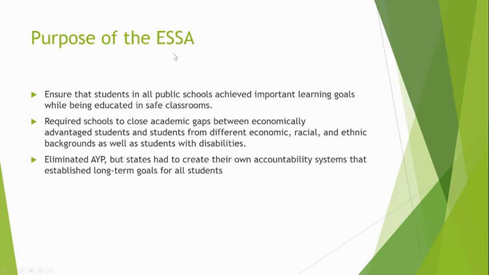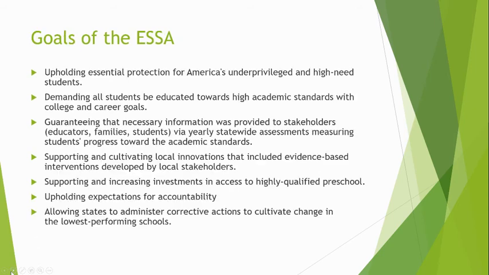The purpose of the Elementary and Secondary, I'm sorry, the Every Student Succeeds Act is that they ensure that the students in public schools achieve important learning goals while being educated in safe classrooms, and required schools to close academic gaps between economically advantaged students and students from different economic, racial, and ethnic backgrounds, as well as those with disabilities. Also, it eliminated AYP, but states had to create their own accountability systems that have long-term goals for all students.